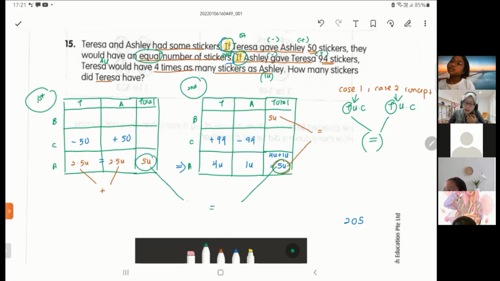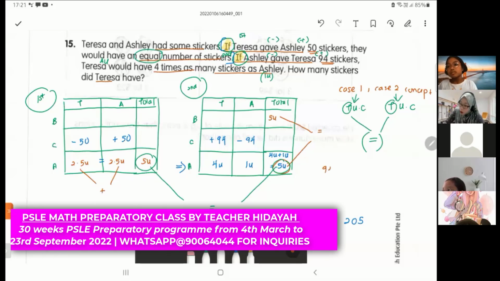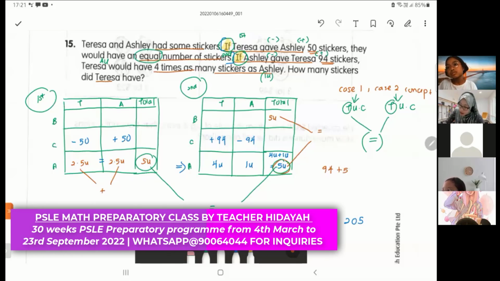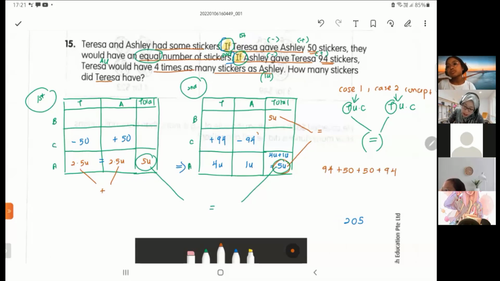Now, how many stickers does Teresa have? I want to know how many stickers Teresa has. So if you look at this question, what we are going to do is take 94 plus 50 plus 50 plus 94. We are taking in all this, the factors that are giving and receiving. Okay, there will be 288.